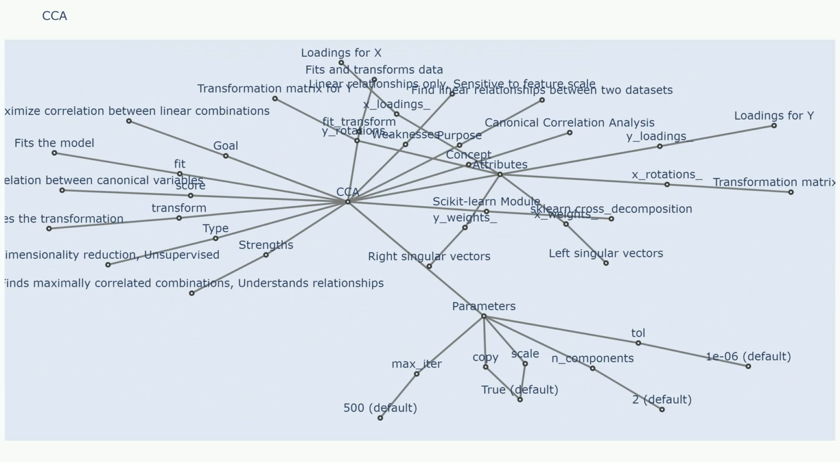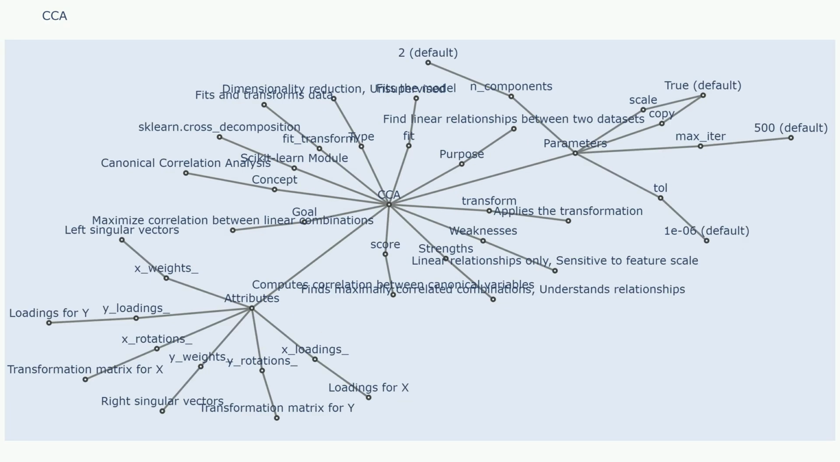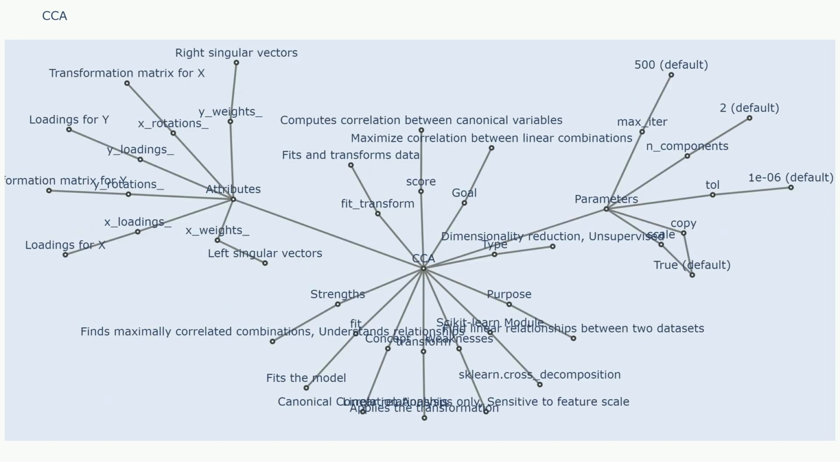Name: x_weights. Description: weights used to transform the original variables in the first set x into canonical variates. Type: array-like. Name: y_weights. Description: weights used to transform the original variables in the second set y into canonical variates. Type: array-like. Name: correlations. Description: the canonical correlations between the corresponding canonical variates. Type: array-like.